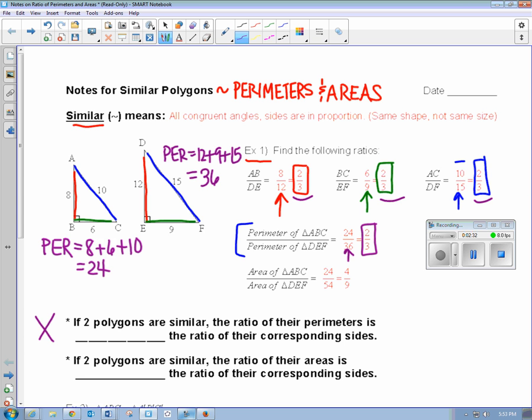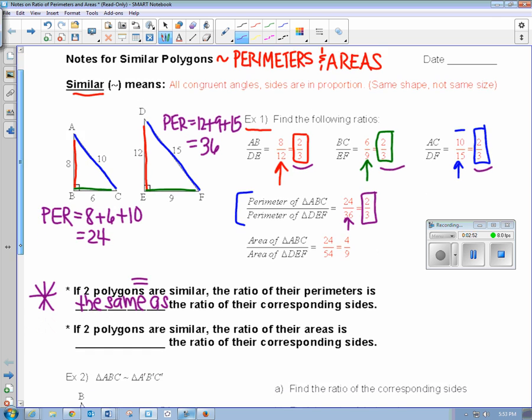So I'm going to fill that idea in right here. If two polygons are similar, the ratio of their perimeters is the same as, or equal to, if you want to put that in there, the ratio of the corresponding sides. We're going to take this idea one step further again.